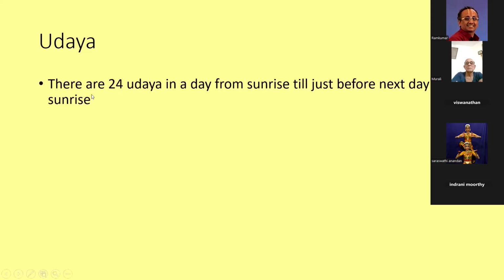Now, what does Udaya do? Udaya is similar to Janma Grahas, but slightly different. For Udaya, we will always use sunrise sunset timing. Between sunrise to sunset, it will travel. There are 24 Udayas from this morning sunrise to next day just before sunrise. There are 12 Udayas between sunrise to sunset and 12 between sunset to sunrise.